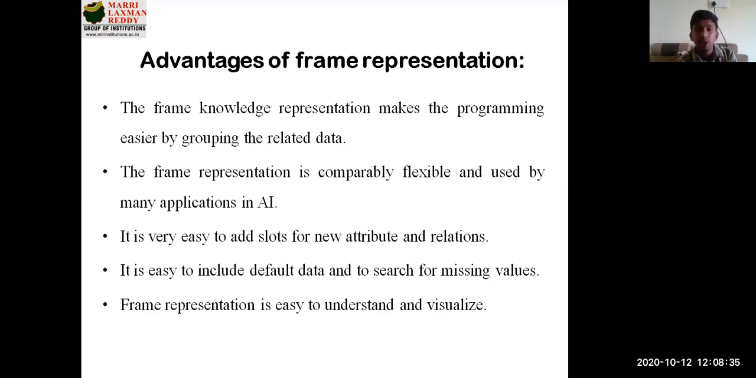It is also very easy to add slots for a new attribute and relation. So if something is newly added, it is easy to add, and accordingly it can be represented. As said, frame representation is easy to understand and also easy to visualize your contents.